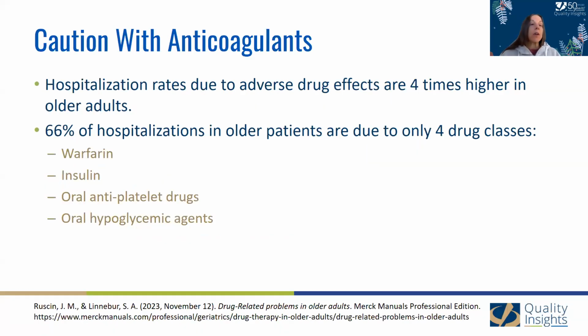We have to be very careful. Hospitalization rates due to adverse drug effects are 4 times higher in older adults. 66% of hospitalizations in older patients are due to only 4 drug classes. So that's pretty scary. Warfarin is up there. Insulin is very high. Oral antiplatelet drugs, so that's our aspirin or our Plavix, and then our oral hypoglycemic agents used to treat diabetes. So warfarin causes a lot of adverse drug events in our residents, so we have to be really careful.